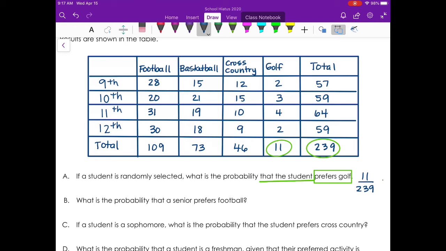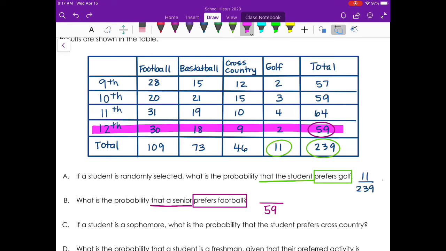The next one, what is the probability that a senior prefers football? So this is that sneaky one. What is the probability that a senior prefers football? So we're only looking at the seniors in this problem. And so the total seniors is 59, and that will be our denominator. And then seniors who prefer football. So again, we're only looking in the row of seniors. And seniors who prefer football, this is the overlap of seniors and football, is 30. And then, of course, we could simplify that to a decimal or a percentage if we preferred.